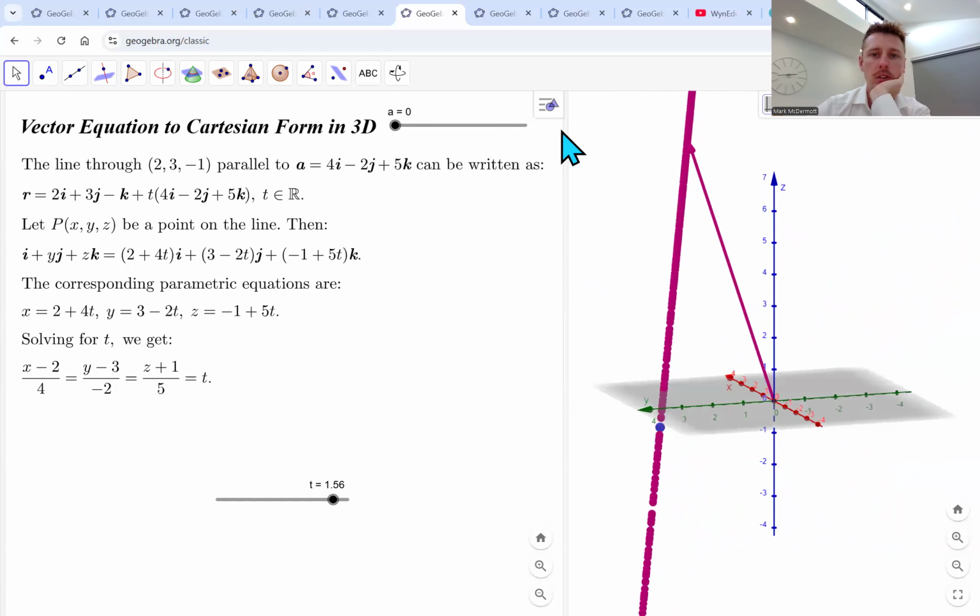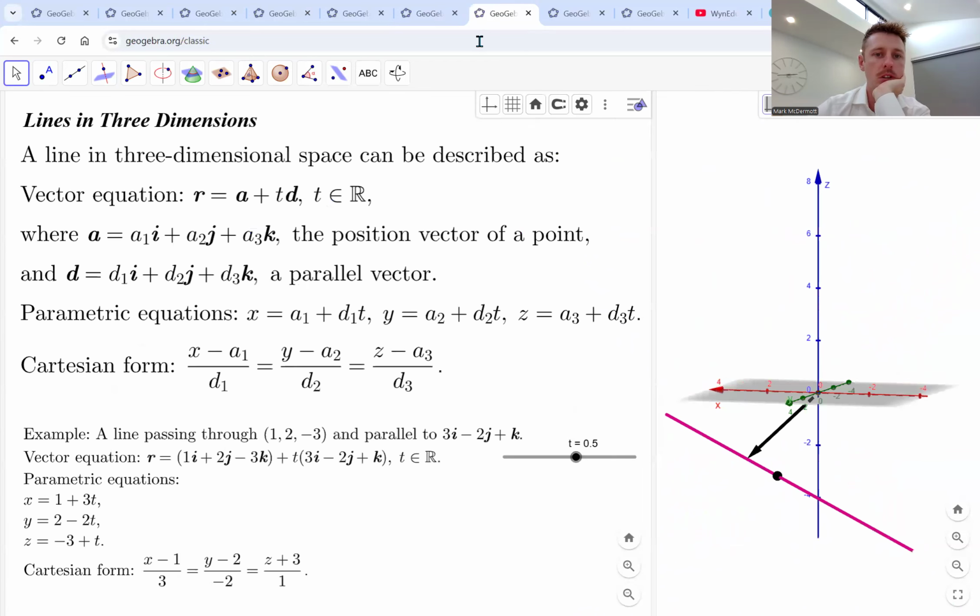All right, almost there. One of the longer ones today. So let's just summarize all of that information. When we are talking about lines in three dimensions, it can be described with a vector equation, which we spoke about just there. So r equals a plus td, where a is some position vector to a point, just like we spoke about, and d is the direction vector or a vector parallel.